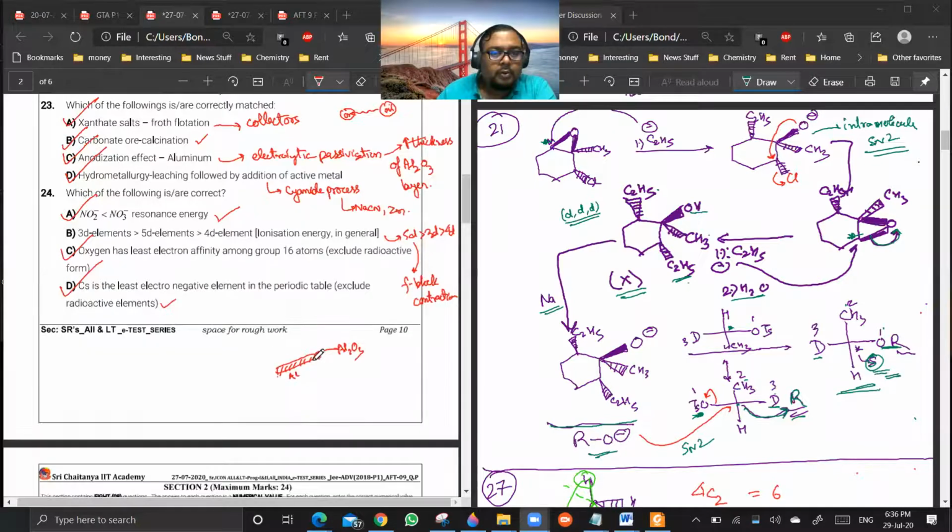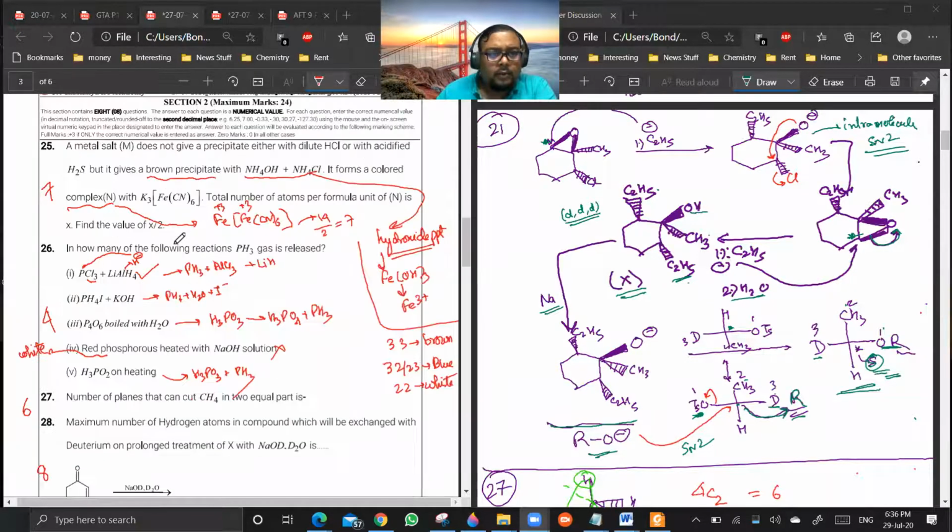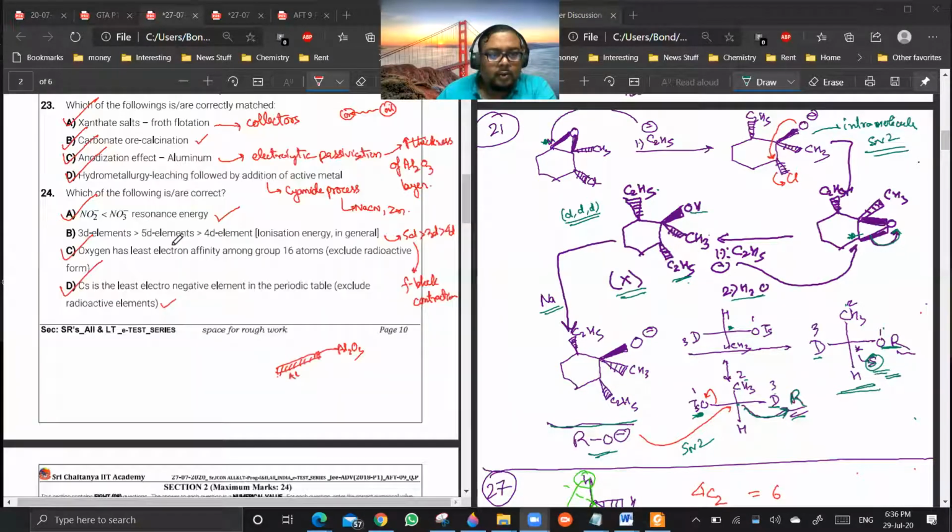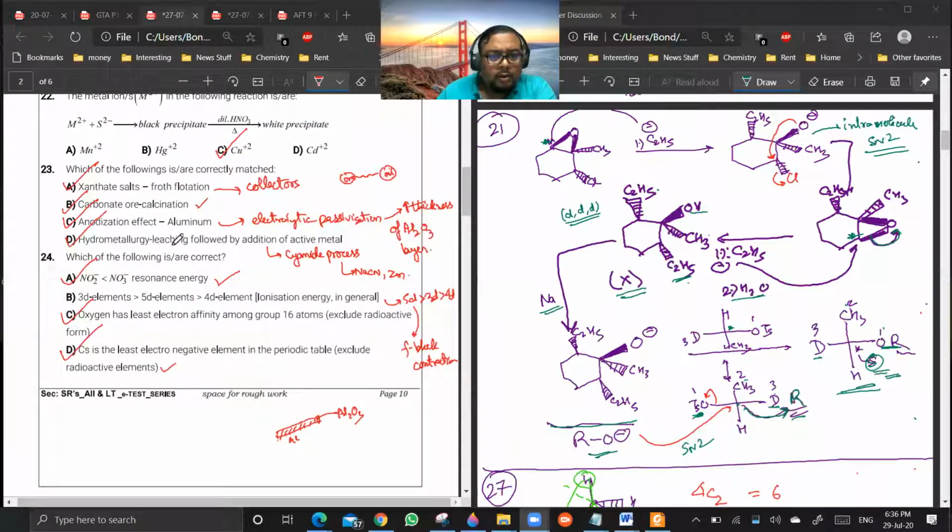So 24th, option A. More number of resonance structures, more will be the resonance energy. NO3 minus will have 3 equivalent resonance structures. You want me to draw it? No. Okay, so 24 is done. In 24th, option B is incorrect. B for Bombay. B is incorrect.